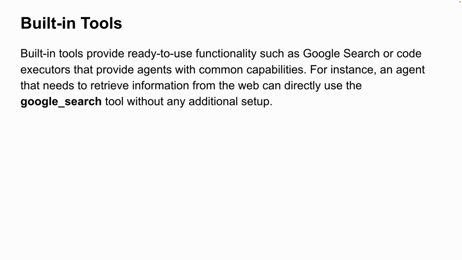Now let's see what a built-in tool is. A built-in tool provides ready-to-use functionality such as Google search or code executors that provide agents with common capabilities. For instance, an agent that needs to retrieve information from the web can directly use the Google search tool without any additional setup. These are kind of pre-built tools provided by Google. One important thing to remember: while using built-in tools in ADK, we have to invoke Google models only, like Gemini 2.0 Flash, etc. If we use any external model like OpenAI GPT-4o, then built-in tools will not be compatible.